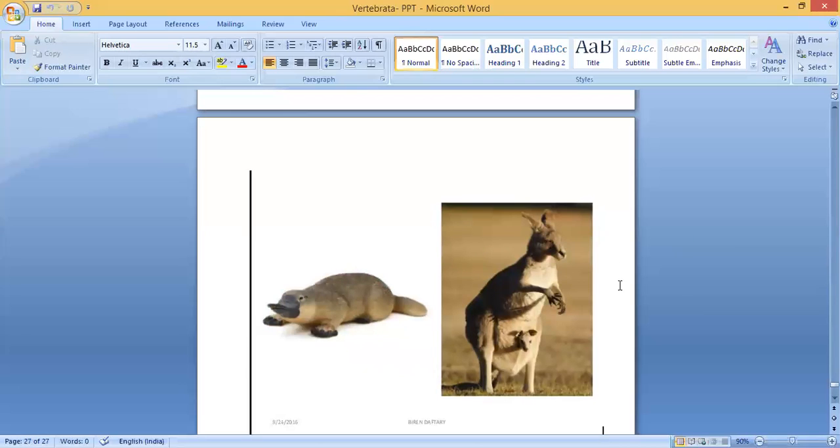Some marsupials. In this mammalia group, we told that some babies come out before fully matured, and they are protected inside a pouch till they get full development. That group is known as marsupials. Okay, kangaroo is one example.